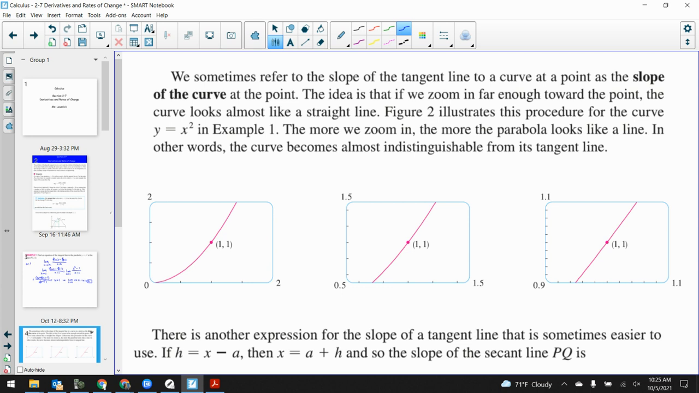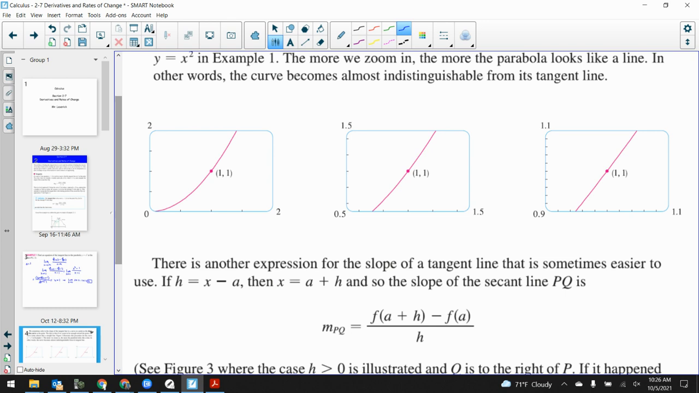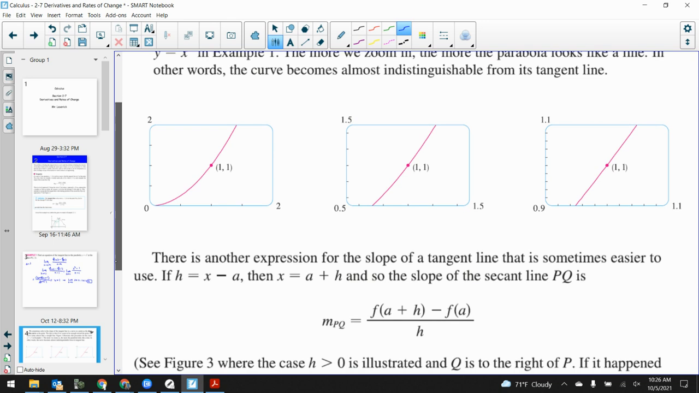All right, we sometimes refer to the slope of the tangent line as the slope of the curve at the point. So you'll hear me use that terminology too. If I ever talk about the slope of the curve at the point, that is really the slope of the tangent line, which is also called the derivative. Okay, that's also called the derivative at that point. The slope of the curve, the derivative. We talked about this as we zoom in and zoom in and zoom in. It looks like that line as we get closer and closer to it.